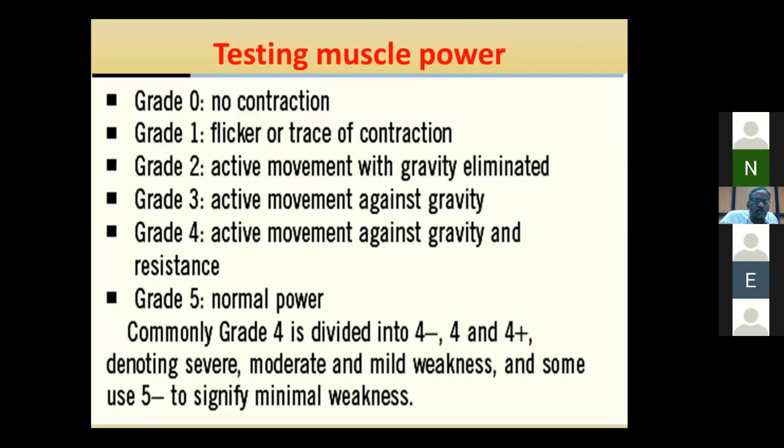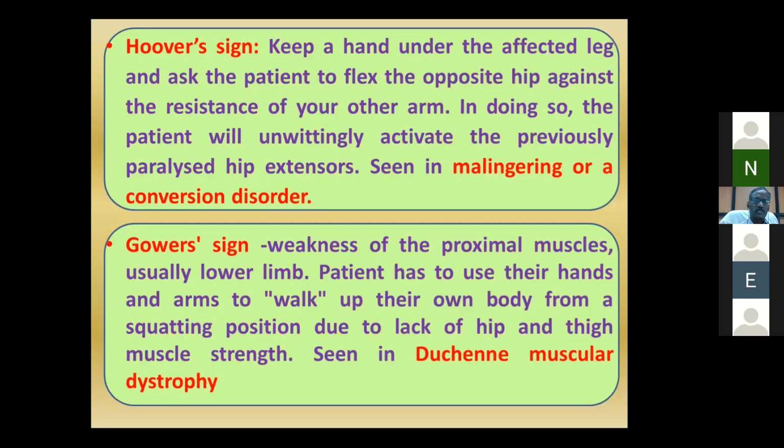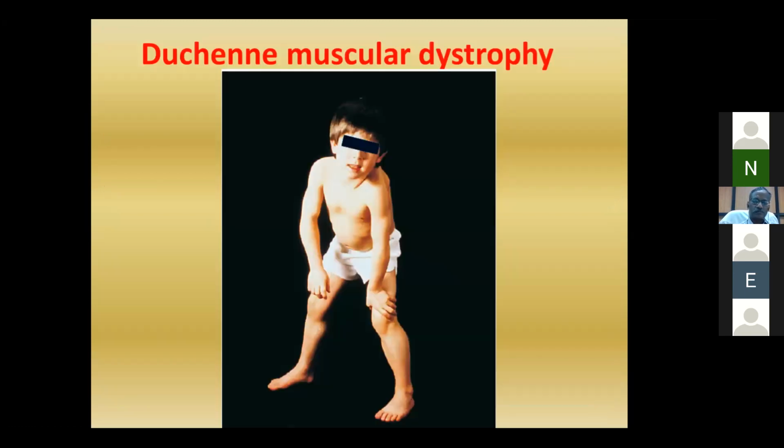This is Hoover's sign. Hoover's sign is seen in case of malingering or conversion disorder. We ask the patient to flex the opposite hip while we keep a hand under the affected leg. The patient will be inactive or not doing it, which happens in malingering or conversion disorder. This is a picture of Duchenne muscular dystrophy here.